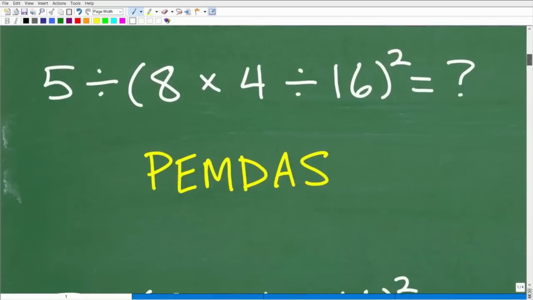So this is one of the most basic math concepts that I think a lot of students don't fully appreciate or don't fully understand. Let's quickly review it real quick. All right, so you can see here I have a phrase.